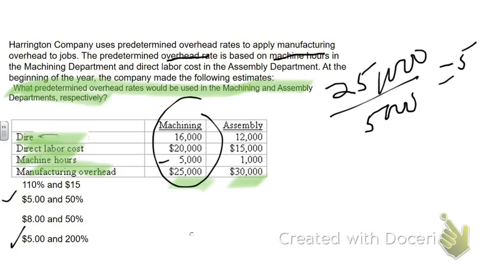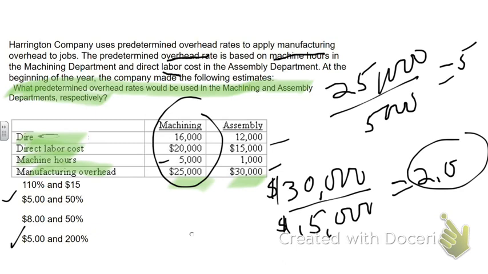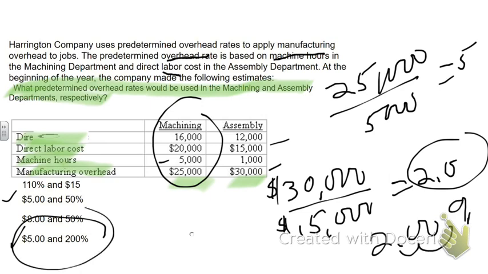So now I need to look at assembly, and it's direct labor cost for the assembly department. The overhead that I'm trying to allocate is 30 grand. I do it based upon direct labor costs of 15 grand, and that gives me 2.0. Usually when we do it based upon costs like this, it is going to be a percentage, so it's 2.00, which when we move the decimal point over is 200%. So the correct answer is $5 and 200%.